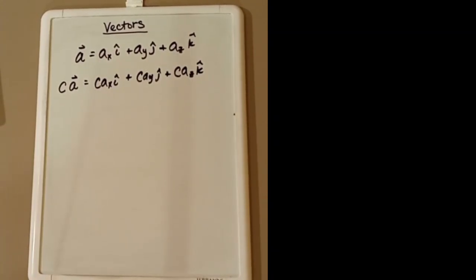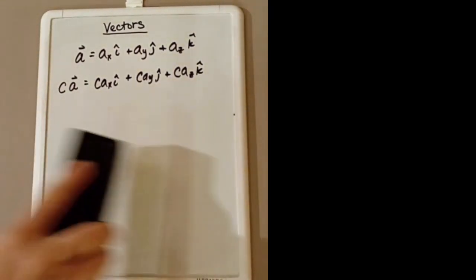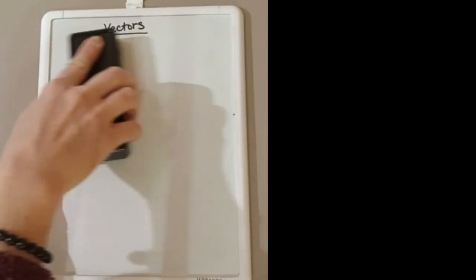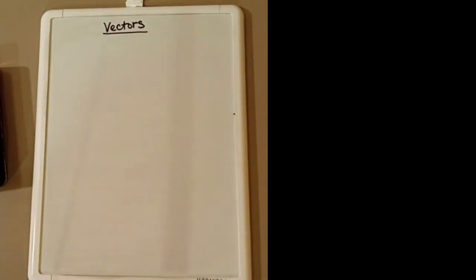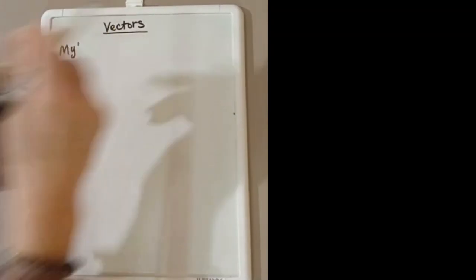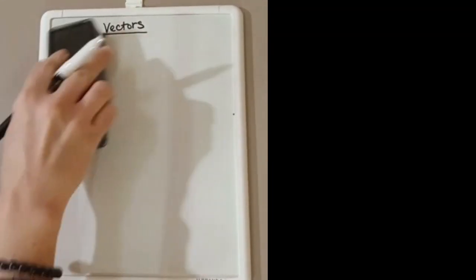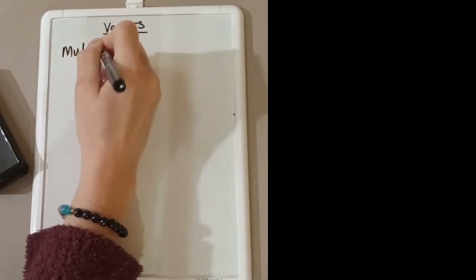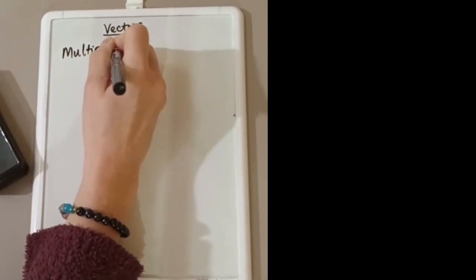Now when you're multiplying a vector times a vector, there's two different ways to do it. The first way is called a dot product. It's also called a scalar product. So we're going to talk about multiplying. Oh my gosh, look at me, I can't even spell. All right, so we're going to multiply our vectors.